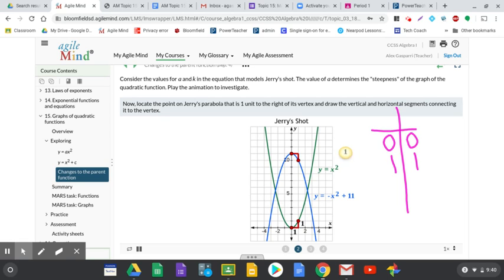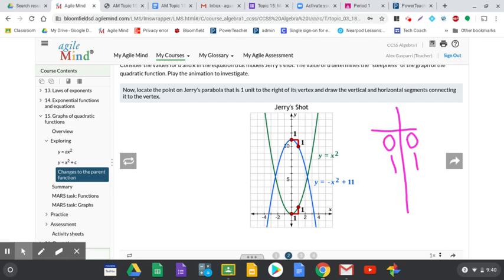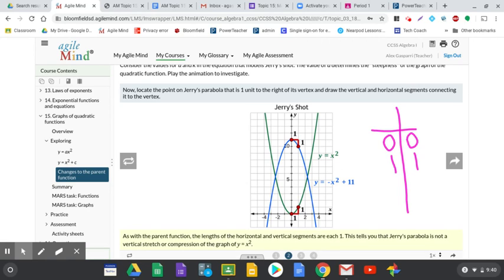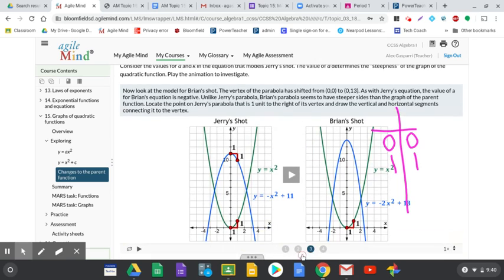even though the blue parabola is upside down and it got shifted up the y-axis, it's the same width. It didn't get narrower, it didn't get wider. So from the vertex to the next perfect point, the horizontal length is 1 and the vertical length is 1. So this tells you that there was no stretch or compression. The only thing that happened was that it got flipped upside down and it got moved up the y-axis.